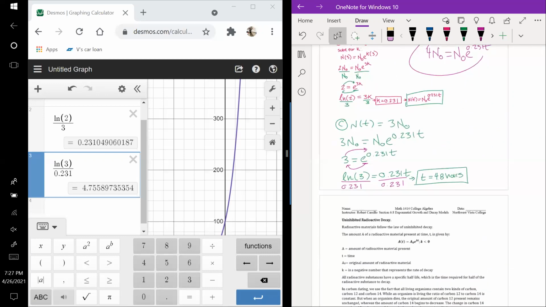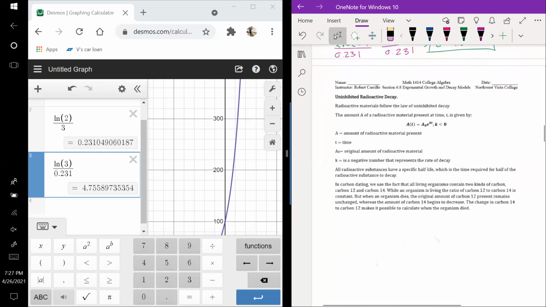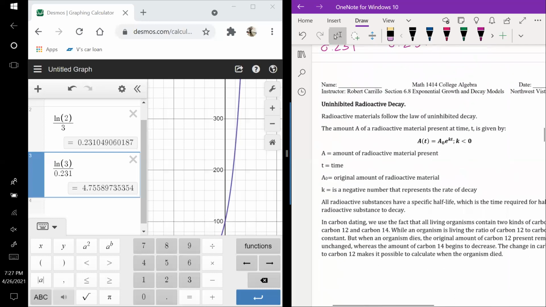Okay, so those were growth. And now we have decay, which is the same exact equation, except different terms. This is going to be A of t equals A initial times e to the kt, but this time k is less than 0. So k is negative, meaning we are decaying. Of course, A is the final amount, t is time, A initial is the original amount, and k is negative because it's going to represent decay.